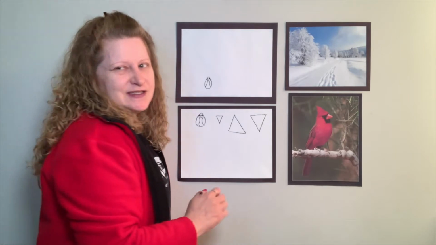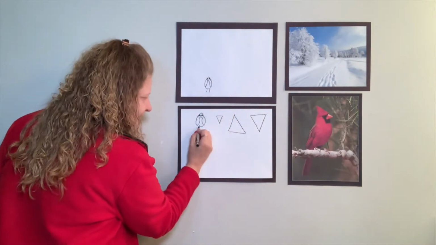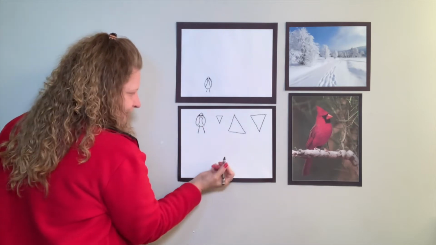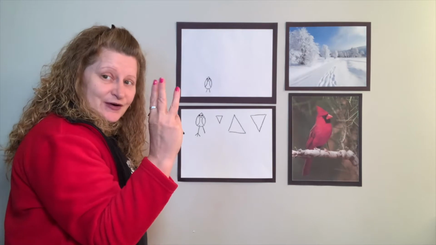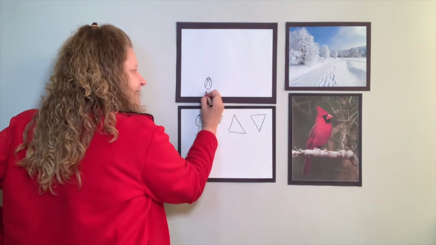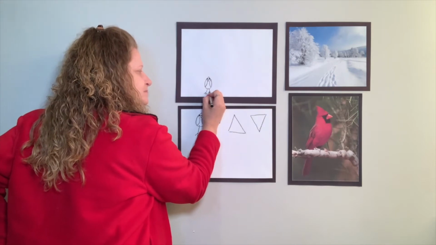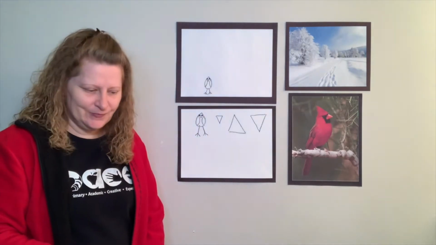My little cardinal needs to stand on some little feet, so I'm going to put a straight line and a straight line. So straight line. Then 1, 2, 3, because cardinals and birds have 3 toes. 1, 2, 3. Let's add that to our picture. And there we go. There is our little cardinal.